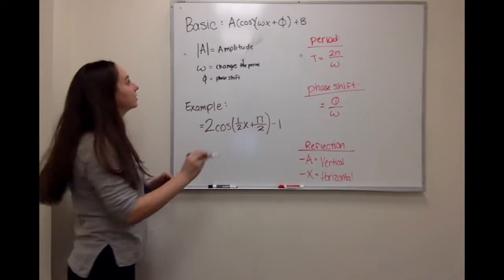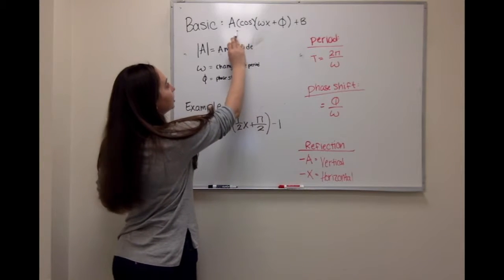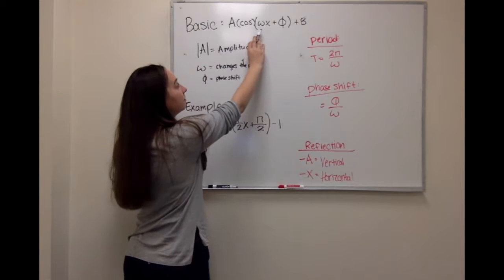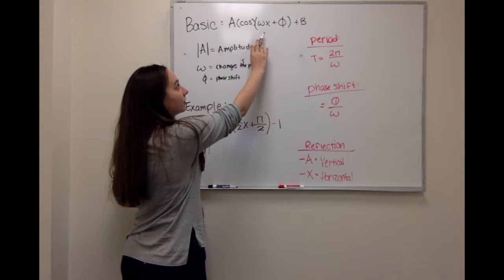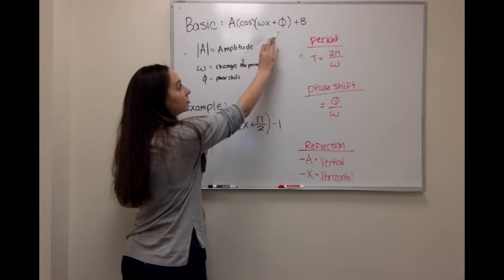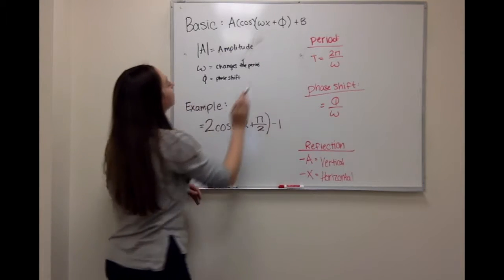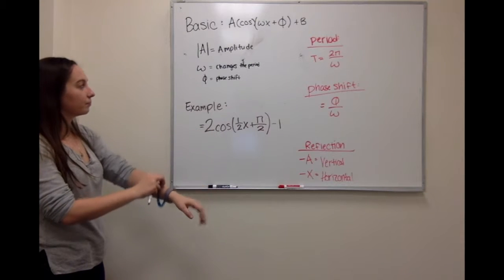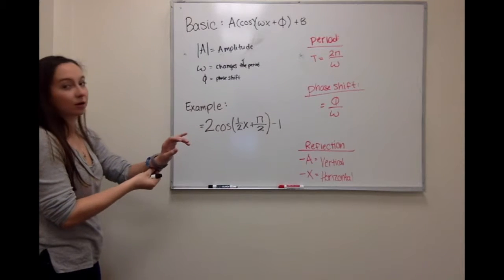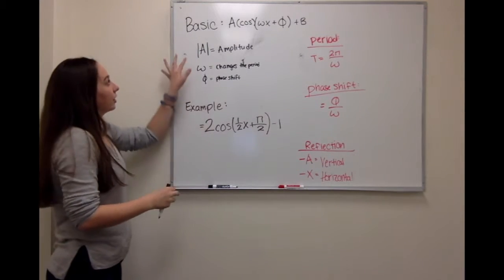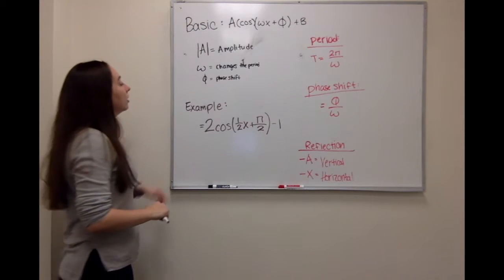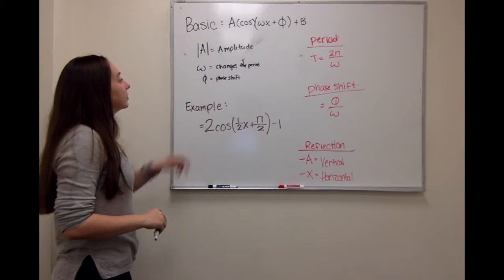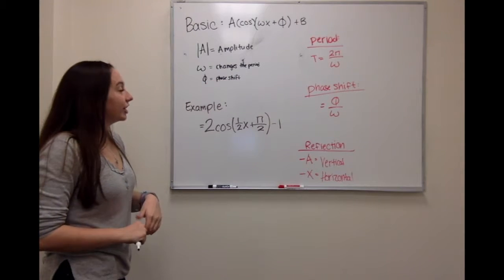So a basic trig equation is a cosine or sine or tangent, whichever: a times the function of omega x plus chi, plus b, where your a is your amplitude, which will always be a positive number, which is why we have the absolute value symbols next to it. Omega changes the period, and chi represents the phase shift.